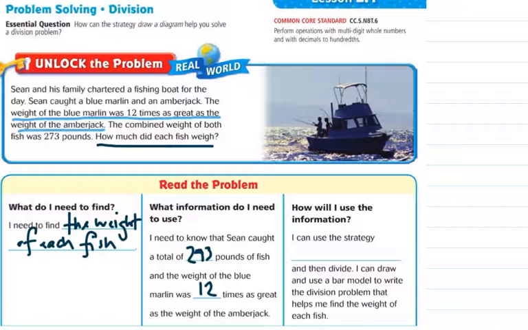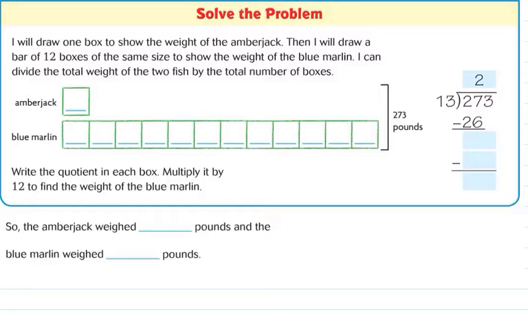So in our essential question, we talked about the strategy draw a diagram, and that's the strategy that we're going to use today. So I can use the strategy draw a diagram, and then divide. I can draw and use a bar model to write the division problem that helps me find the weight of each fish. So let's try that out.